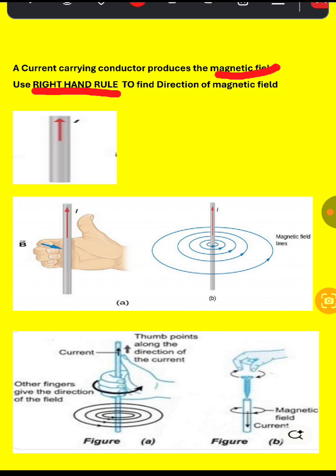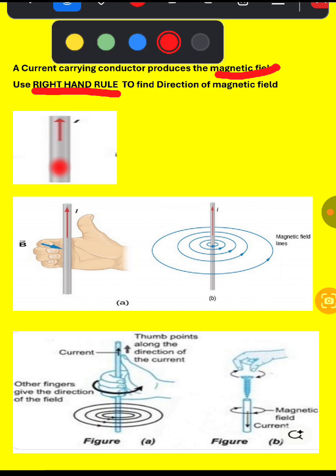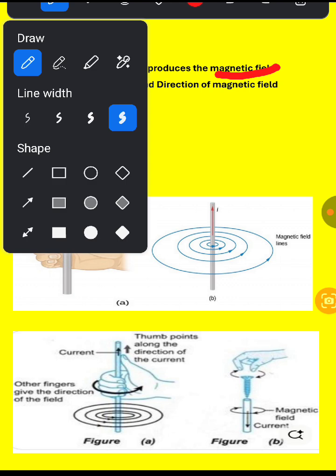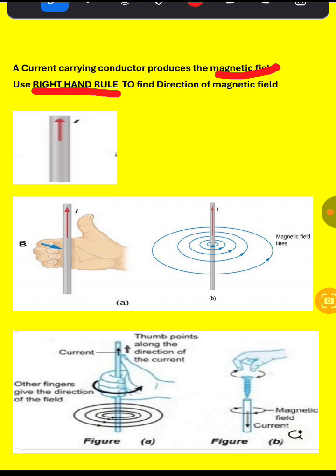So if you have a straight conductor, this is a straight conductor shown here. And if the direction of the current is going up, so we have the current going up like this. This is the direction of the current. Then you can use what we call a right-hand rule.